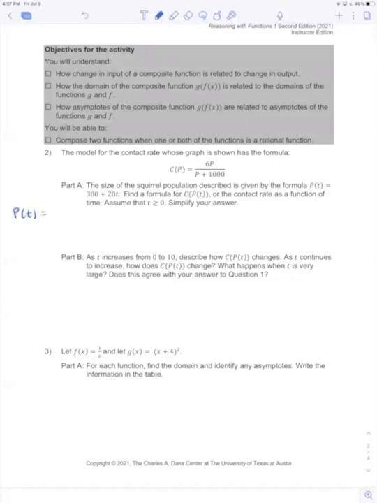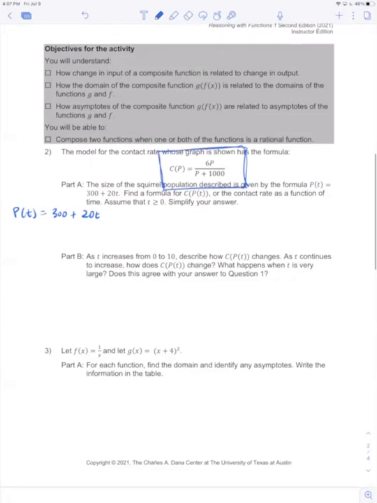So P of T, let's start by using the pen. P of T is 300 plus 20T. And then the C of P function, instead of copying that all over again, I'll just highlight it there. And let's write C of P of T. So in the numerator, we have a 6 plus a P, but we know P is 300 plus 20T. And then we have a P in the denominator, which is 300 plus 20T, and then we have plus 1000.